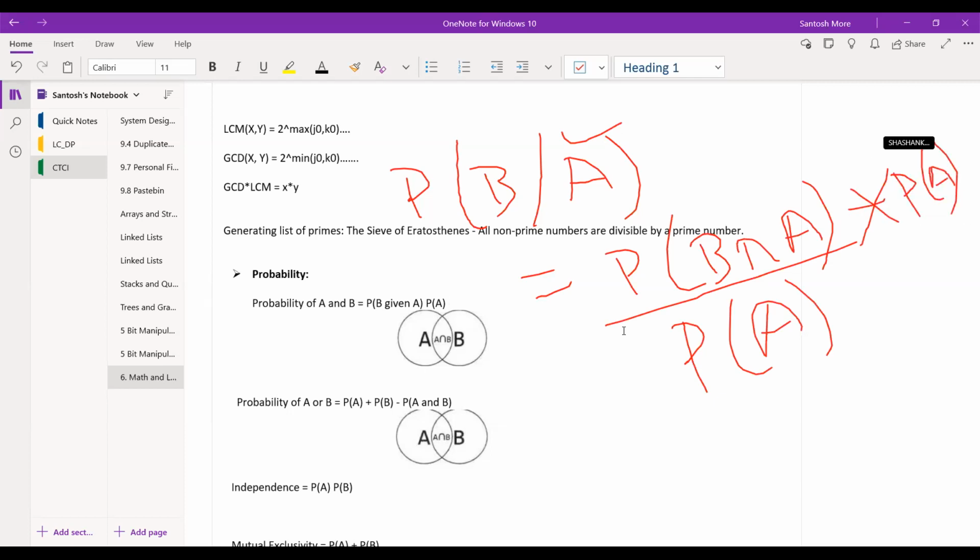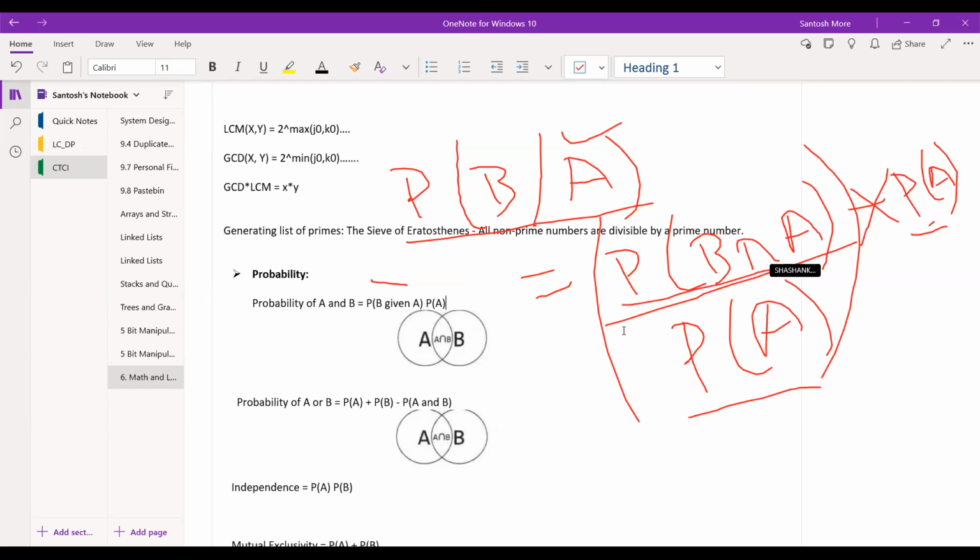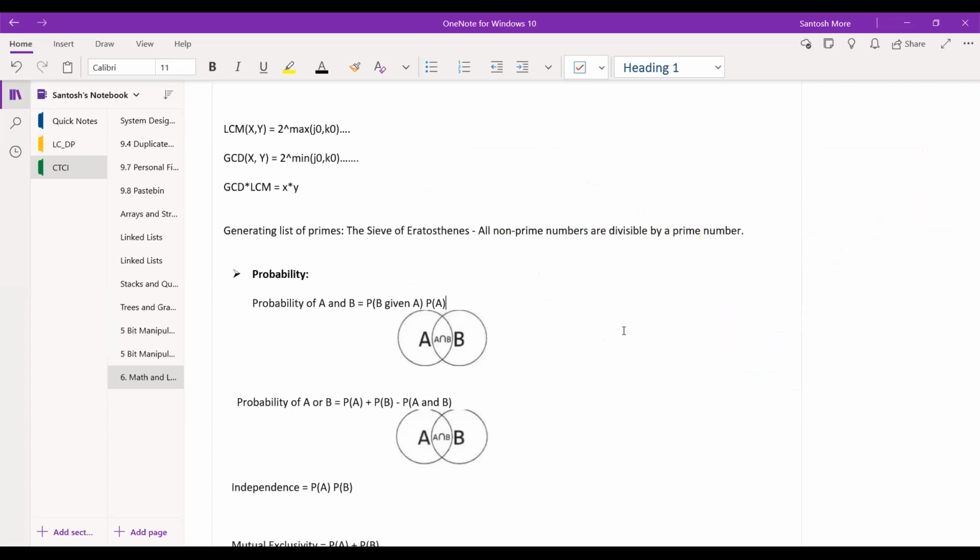Right. P of B intersection A divided by P of A is the probability of B given A. And that is equal to P of B intersection A upon P of A. So if you take the intersection part, then P of A will go to the other side, right? Okay, interesting. From there only this relation comes. So if you want to divide two of them, this is the way we do the intersection. Interesting. Okay, that's very good. Thanks for sharing it.